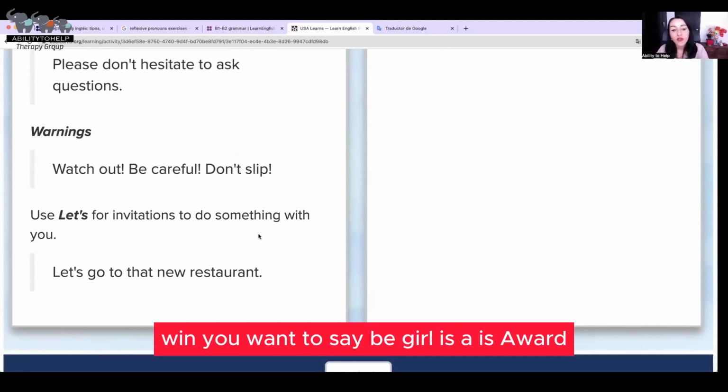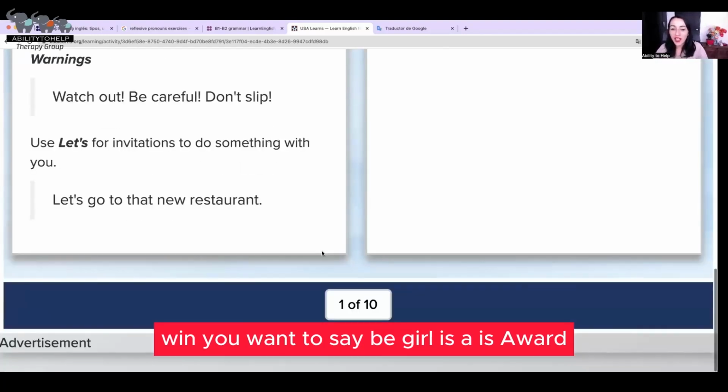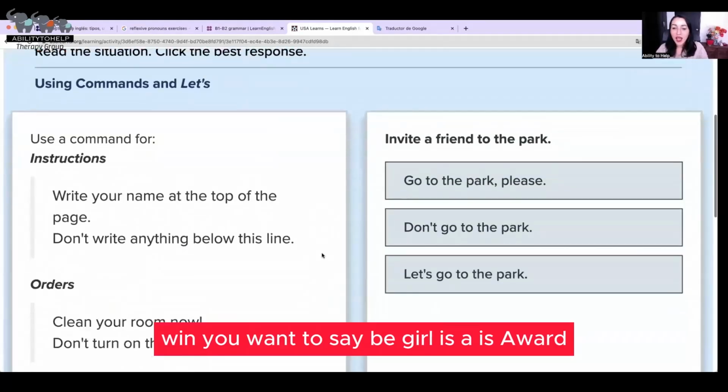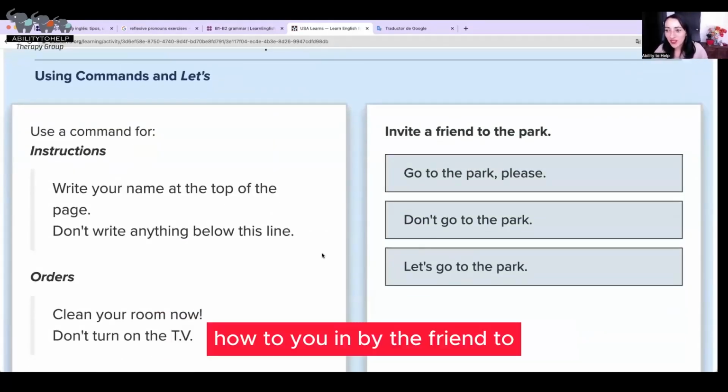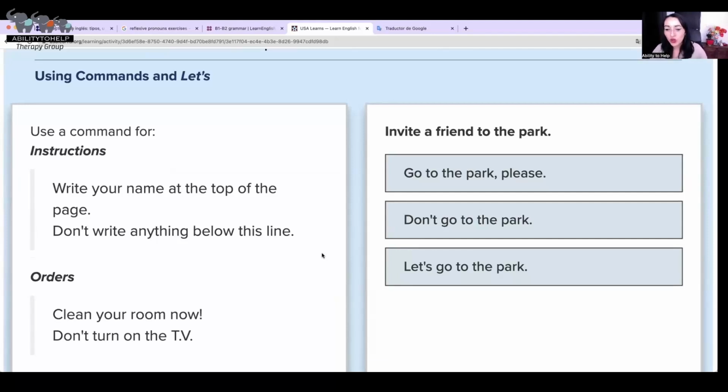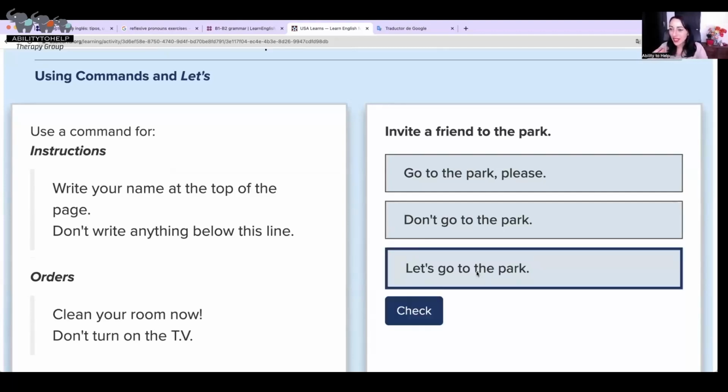Use let's for an invitation to do something with you. Let's go to the new restaurant. Let's go, I'm free, let's do it. Invite a friend to the park. How do you invite a friend to the park? Go to the park, please. Don't go to the park. Oh, let's go to the park. It's a simple one. Let's go because it's an invitation. So click on the let's go to the park option.